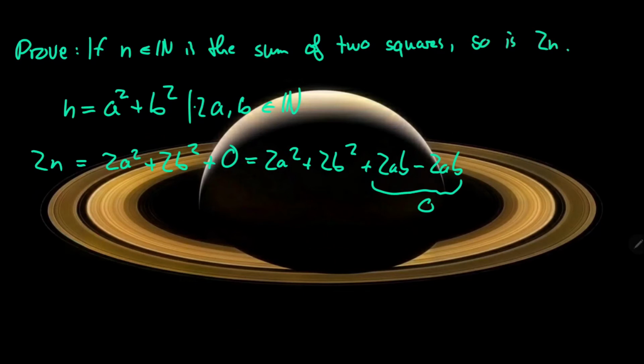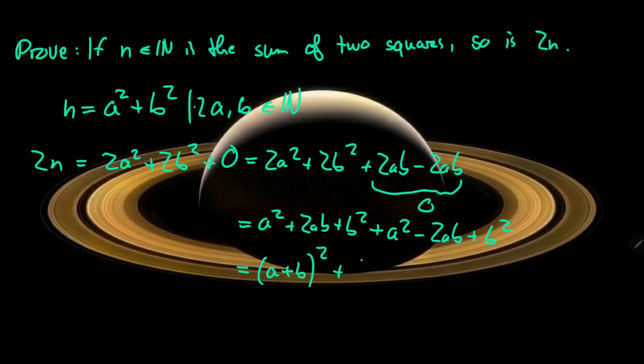But notice that 2a squared and 2b squared can also be written as a squared plus a squared plus b squared plus b squared. And if we just change the order of our terms a little bit, we get a squared plus 2ab plus b squared plus a squared minus 2ab plus b squared. But of course, we recognize that this can be written as (a plus b) squared plus (a minus b) squared.